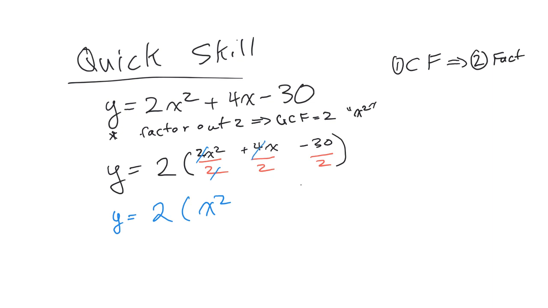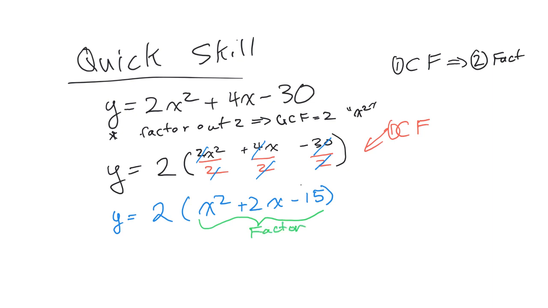And then we have 4x divided by 2. So the 4 and the 2 cancel out, and you're left with positive 2 and then x. And then negative 30 divided by 2 gives us negative 15. So this part here, we've applied the common factor, right? So that was step 1. Step 2 is to literally factor this part.